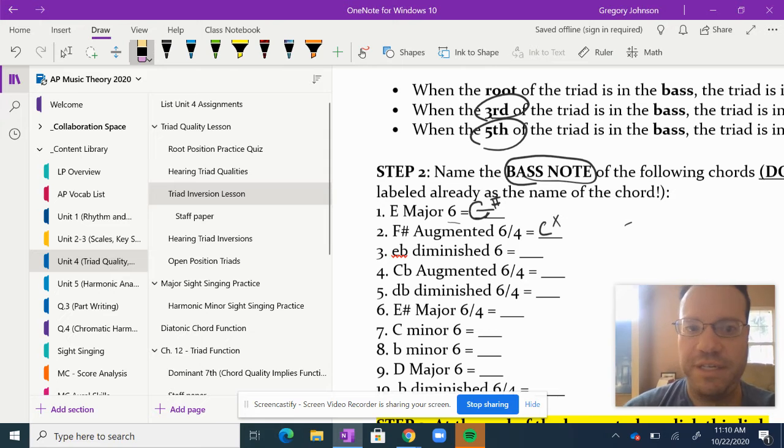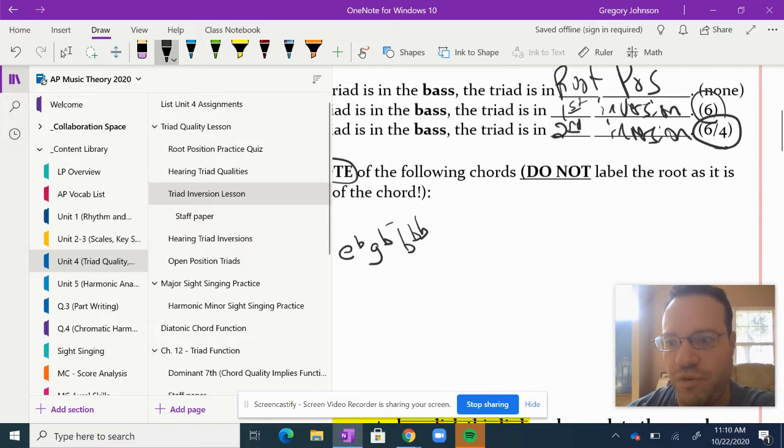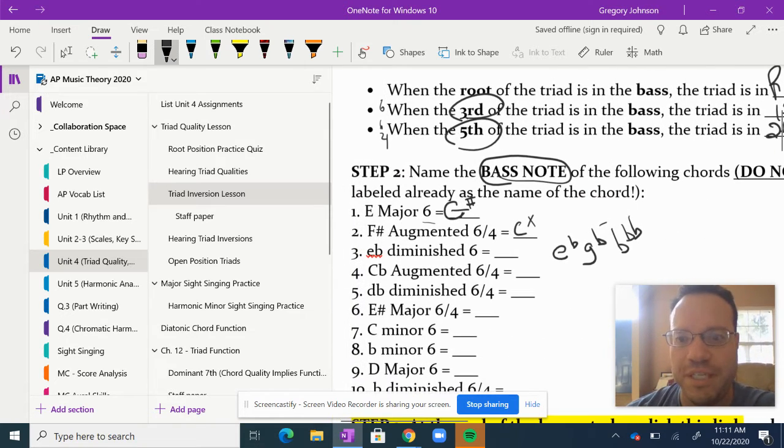Then E flat diminished 6. E flat, G flat, B double flat would be the diminished chord. E flat to G flat is a minor third. G flat to B double flat is a minor third. E flat to B double flat is a tritone, a diminished fifth. And we're asking for E flat diminished 6. So again, this is 6, this is 6/4. The third of the chord is in the bass when it's a 6 chord. So here's the root, third, fifth. That would be the third, G flat.